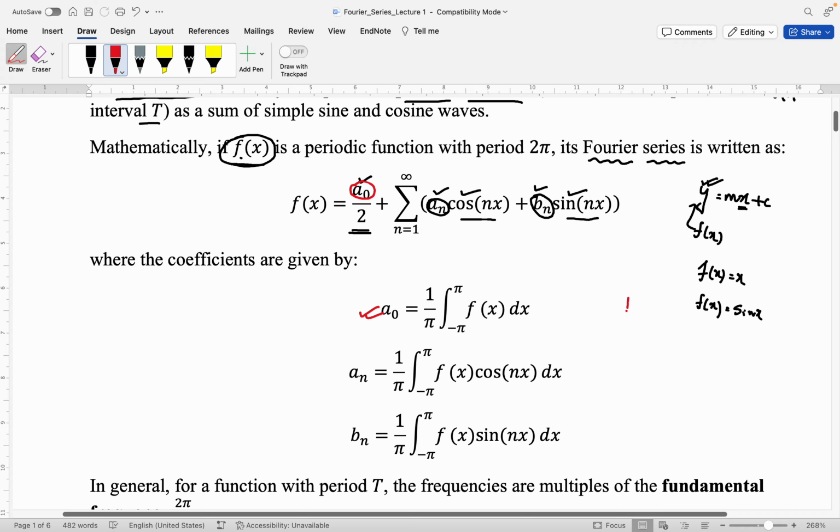Now this is minus pi to plus pi. If you consider a straight line and say this is my origin, on this side it goes till pi, and on this side it goes till minus pi. This is pi and this is also pi, and if you add both of them you get 2 pi. So the period is 2 pi. It is going from minus pi to pi, so the total period is 2 pi.